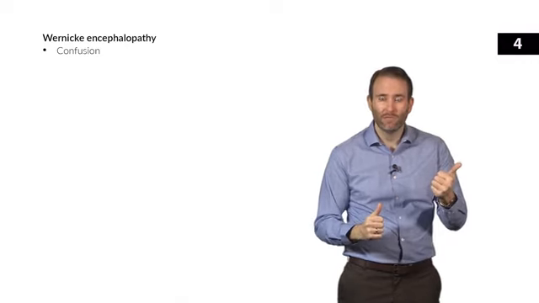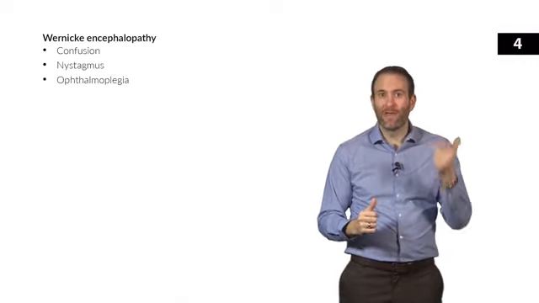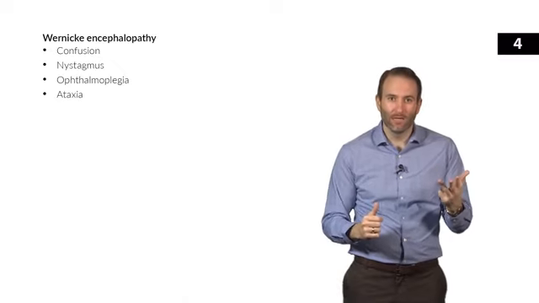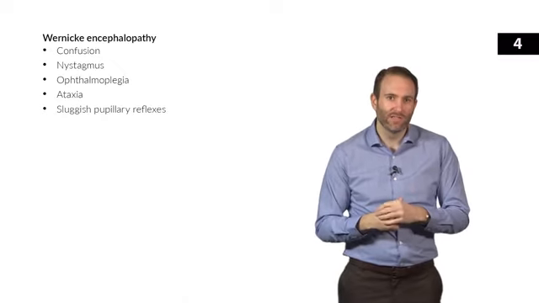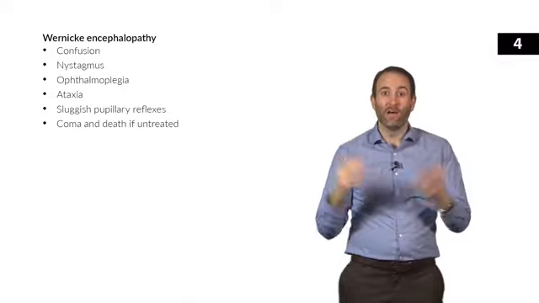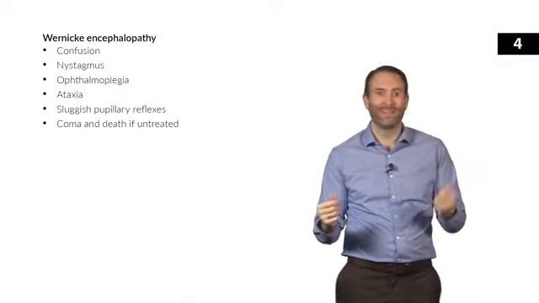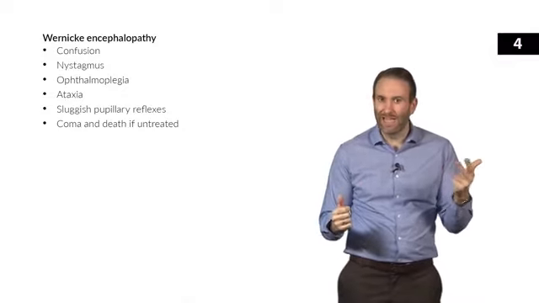So let's see if these symptoms match what our confabulating drunk has. First, we have the Wernicke encephalopathy. What's that going to include? Well, confusion, nystagmus, ophthalmoplegia, ataxia, sluggish pupillary reflexes, and then coma and death if untreated. So the big 3 probably to remember here is going to be that encephalopathy, the eye symptoms, and the ataxia.